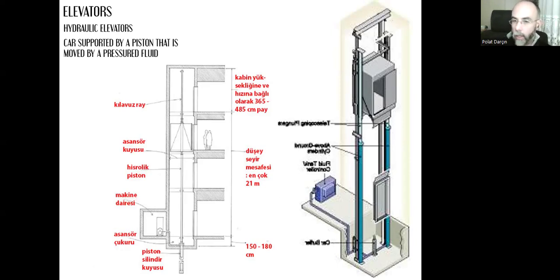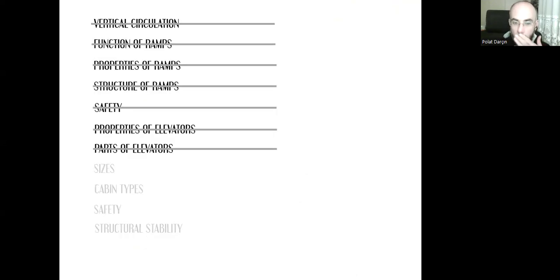And the rest is the same. We have the hoistway, the cabin, the guide rails, everything. No penthouse is required at the top. The machine room is on the ground floor or the basement floor, in the lower floor. So these are the basic components of the elevators.